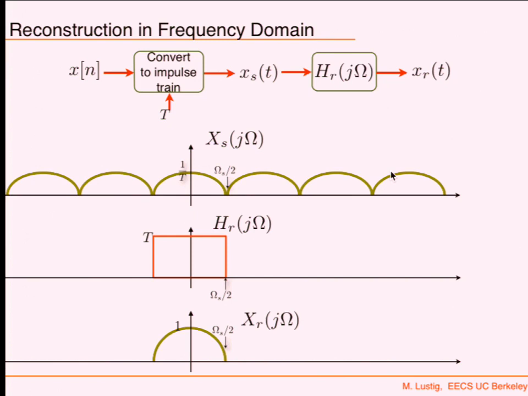Low pass filter, just take this one. And to track the heights, I need to multiply by T. So I'm going to multiply it by an ideal low pass filter, and hence get back my reconstructed signal. Now, what is multiplying in the frequency domain by an ideal low-pass filter? It is a convolution with a sinc.